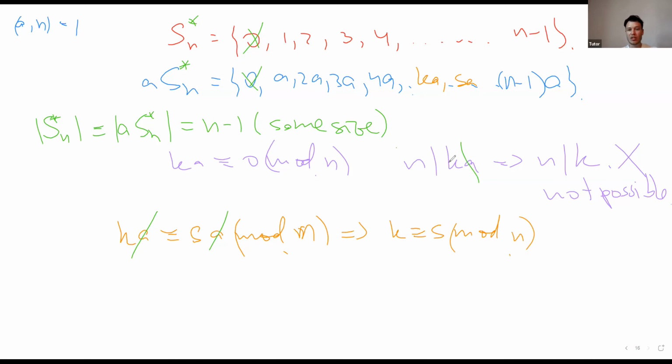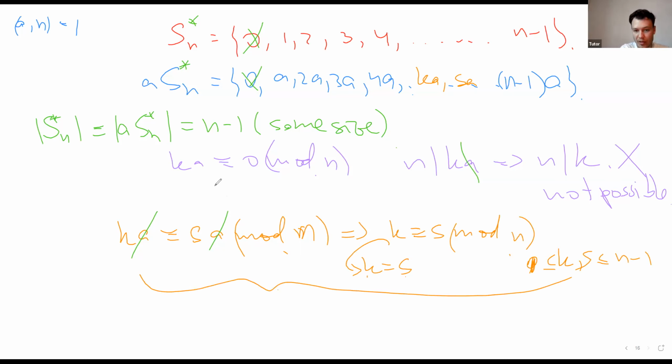But this is not possible because k and s are numbers between 0 and n, right? So basically, k and s are greater than 0 and less than or equal to n minus 1, so greater than or equal to 1. So the only way this can happen is if k is equal to s, right? So this is basically the conclusion. Otherwise this cannot happen. So it means that all the remainders are different.